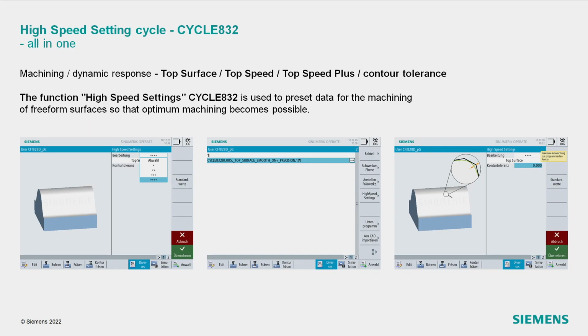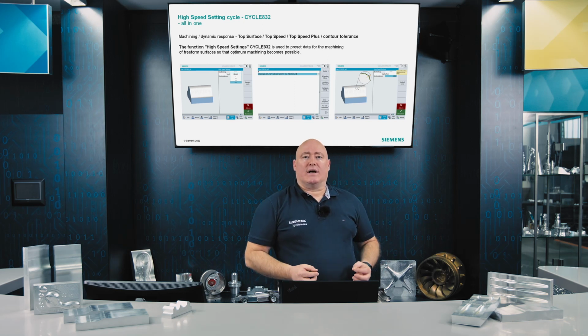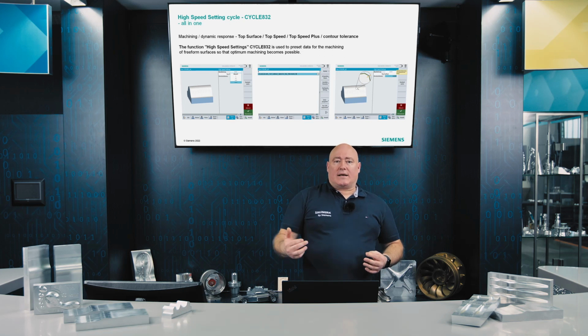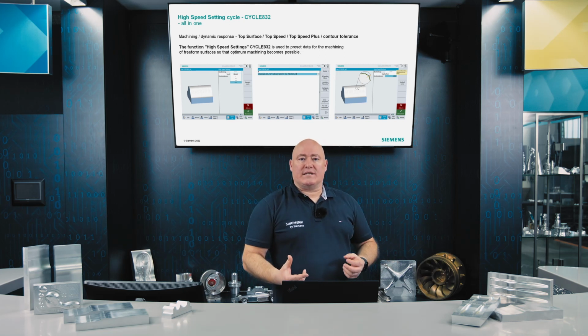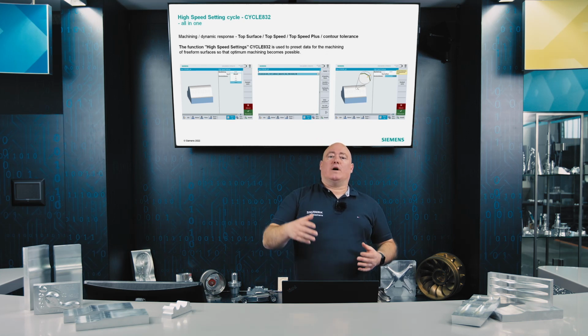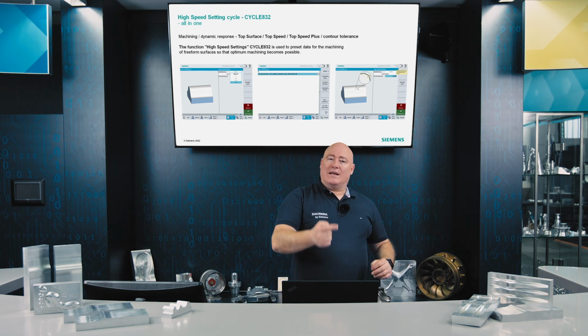How can all of this be implemented? The core of 3D milling with Cinemeric is our Cycle 832 high-speed settings function, which combines the top surface, top speed and top speed plus functions along with any contour tolerance, all of which can be changed here if so required. And it's the Cycle 832 high-speed settings function which is used to preset data for machining the free-form surfaces for the best possible processing. More about this in our practical section, which we'll do using the Cinemeric control system.